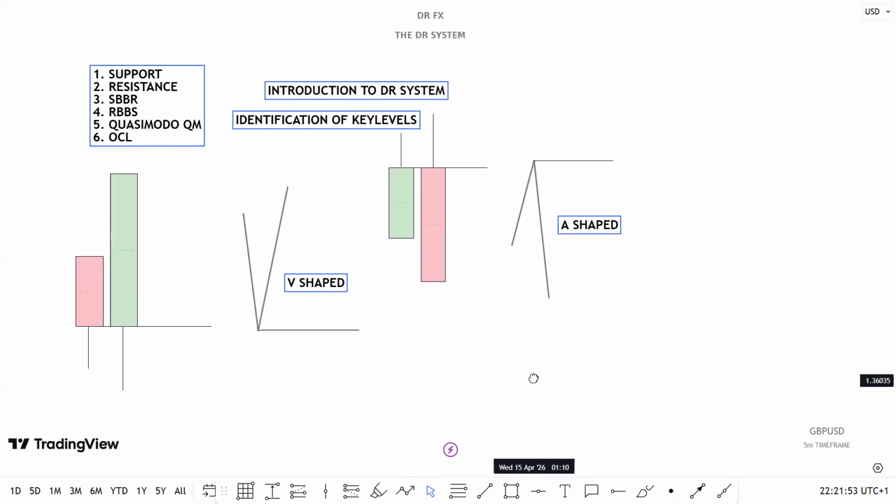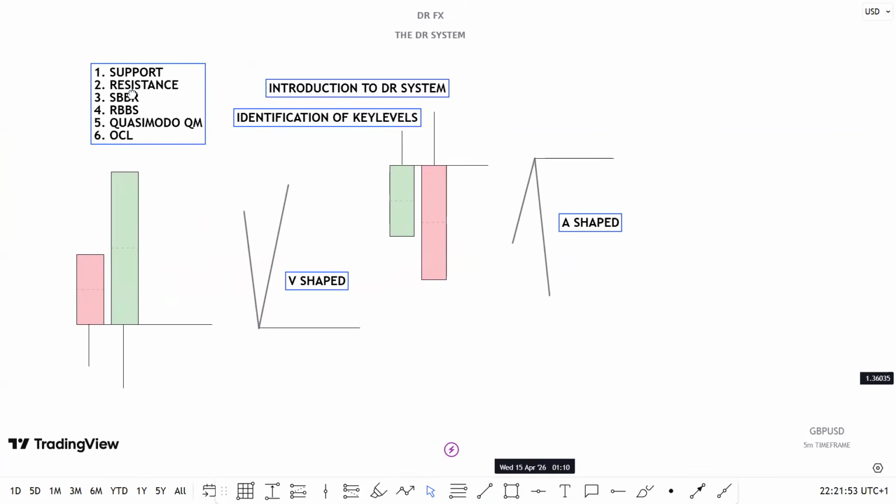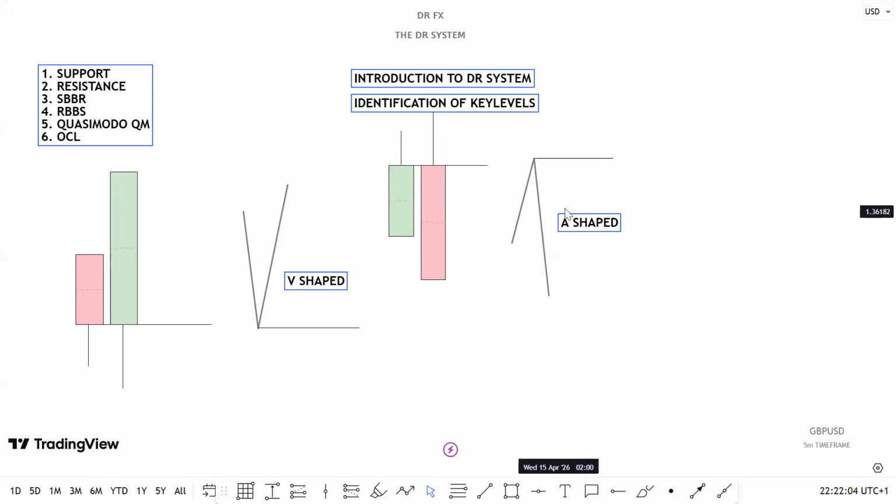So we have them like this. We have the support, we have the resistance. I've talked about the support, I've talked about the resistance and how they look. And then this is V shape and this is A shape. Now this one is used for sales and that other one we are using to look for a buy.